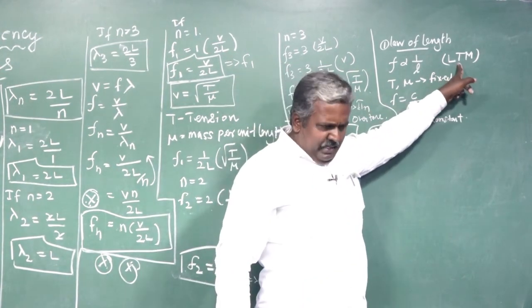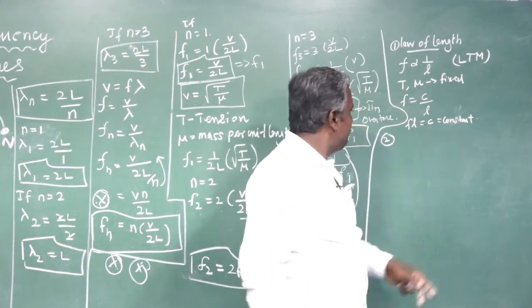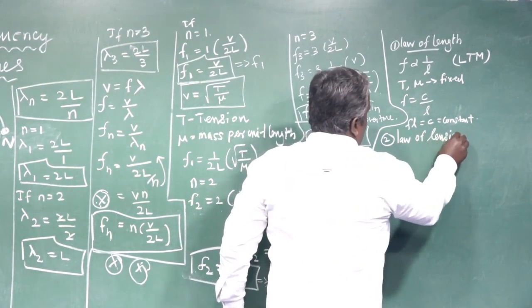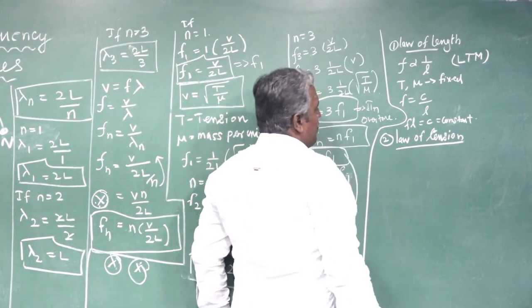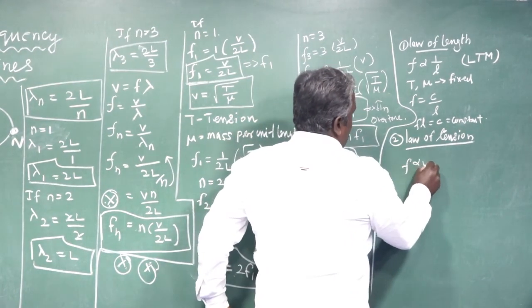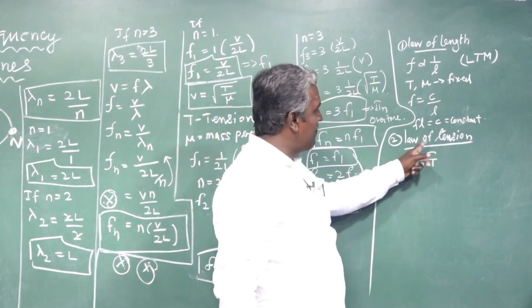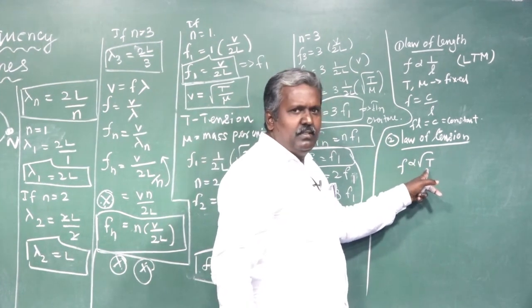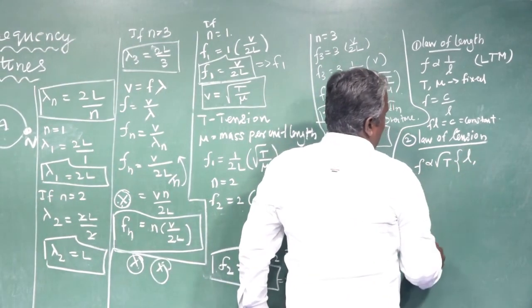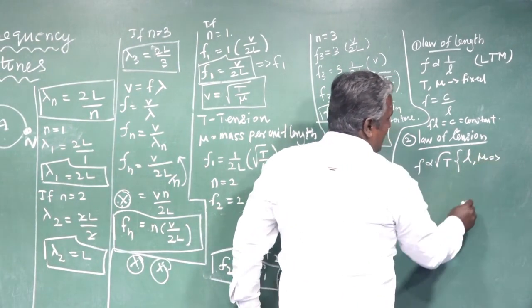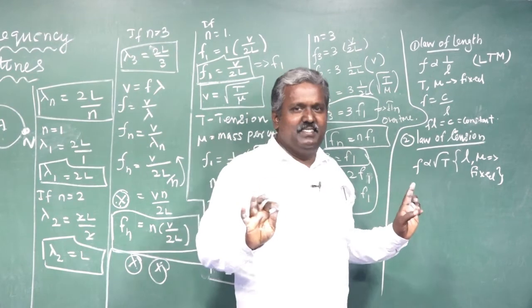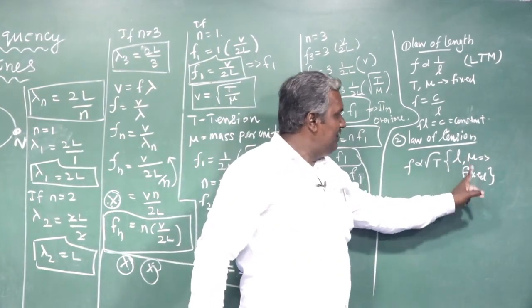Then the law of tension. Here T is tension. According to the law of tension, F proportional to root T. Which symbols are absent here? L is absent, and mu is absent. So that means they are fixed, constant. Don't disturb that. That is the meaning. L comma mu fixed.